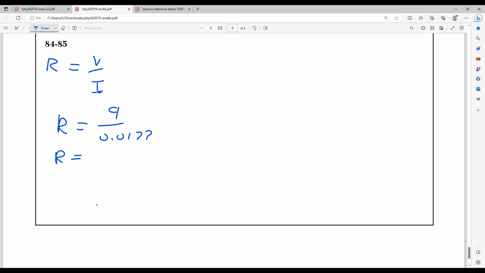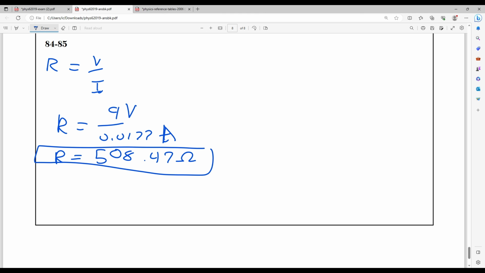R is equal to, whoa, units, almost messed up here. Right, and now all I have to do is 508.47 ohms is what you get for that, right? And that's all answers completed.